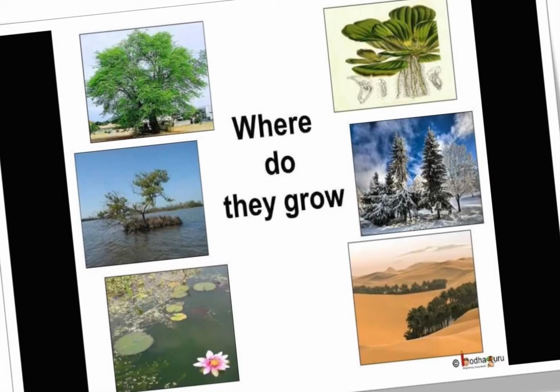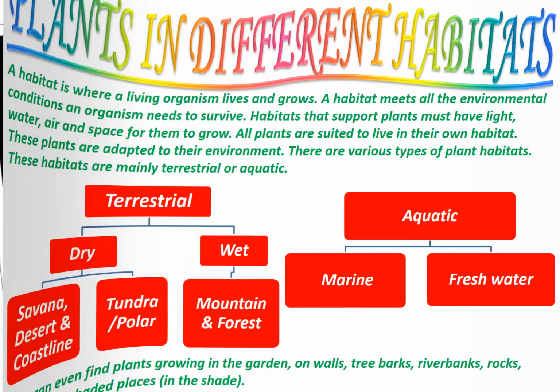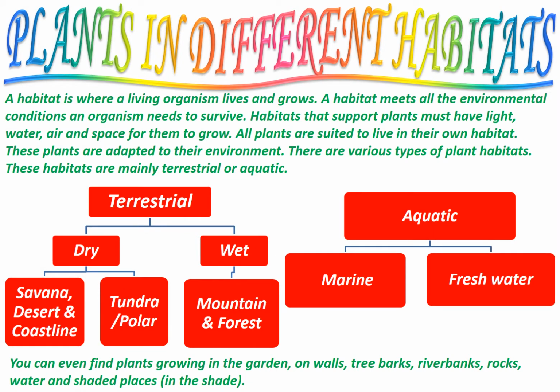Plants in different habitats. Where do plants grow? Where a living organism lives and grows is called a habitat. For an organism to survive in its habitat, all the environmental conditions must be met. The environmental conditions that plants need are water, air, light, and space.